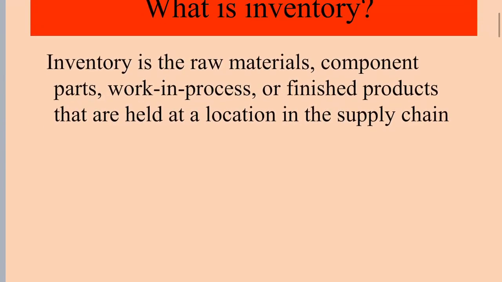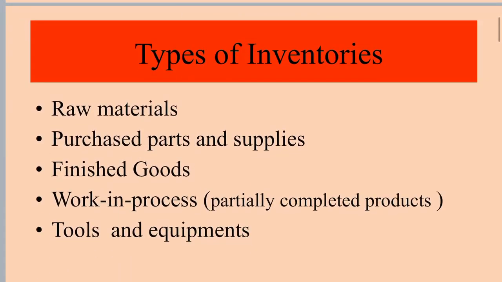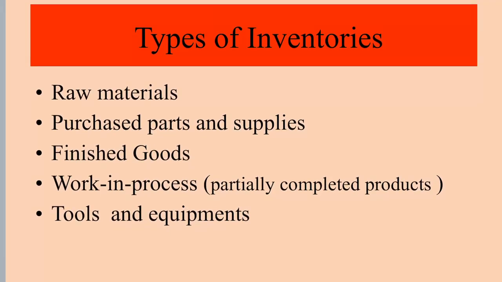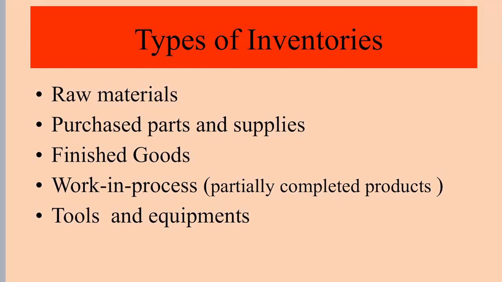So, if we come to the definition, inventory is the items of raw materials, components, parts, work in progress or finished products that are held at a location in the supply chain. So, it is a major part of the ongoing business operations. In this sense, the stock at different locations is termed as different types, like raw materials.